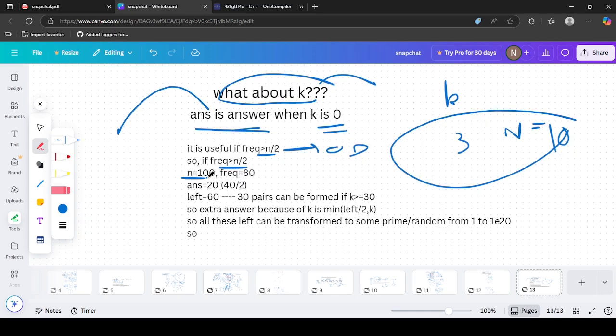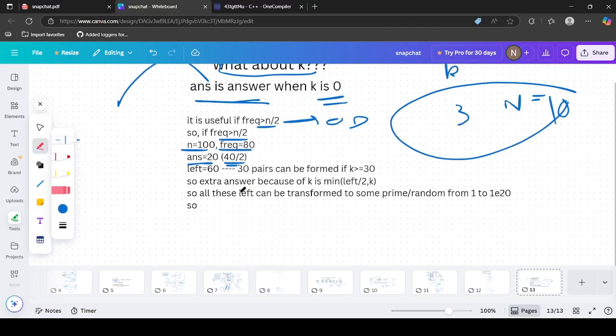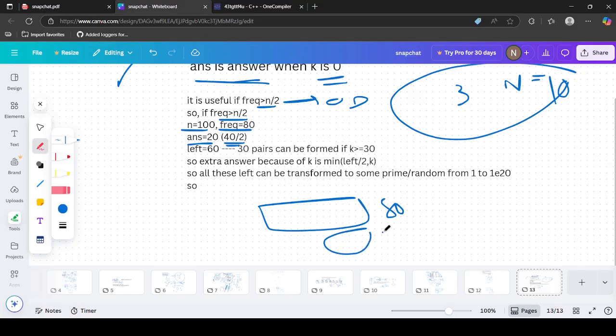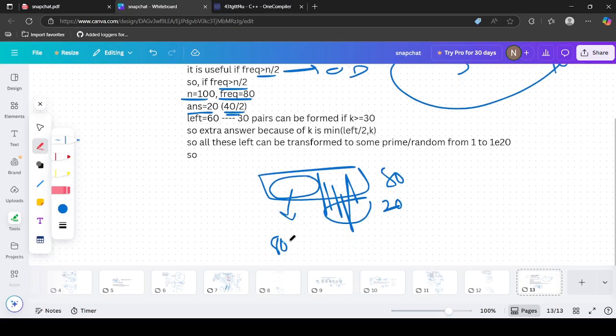So for example, let's assume n is equal to 100 and maximum frequency is 80. Then the left is 20, so n minus frequency is 20. So we can pair only these 20, so the answer is 20 now. And what are the wasted numbers that are left? It is simply 80 minus 20, the maximum frequency minus this one. So 60 is the number of maximum frequency elements left which are unable to pair with any other.